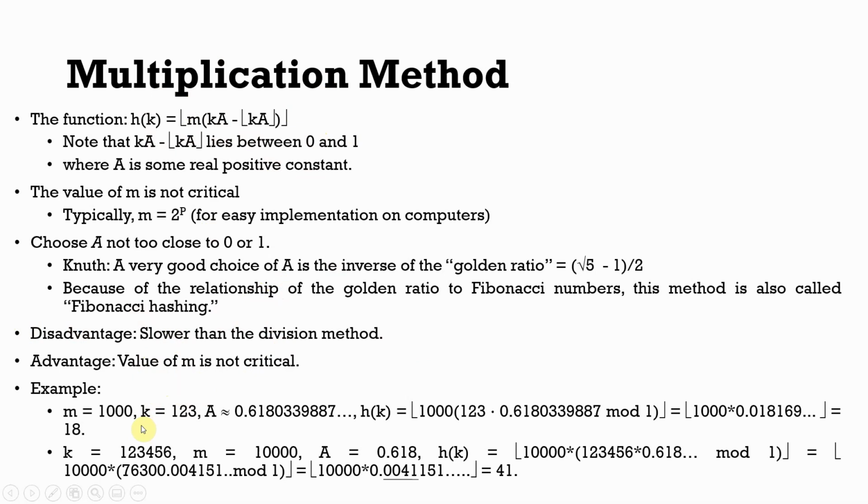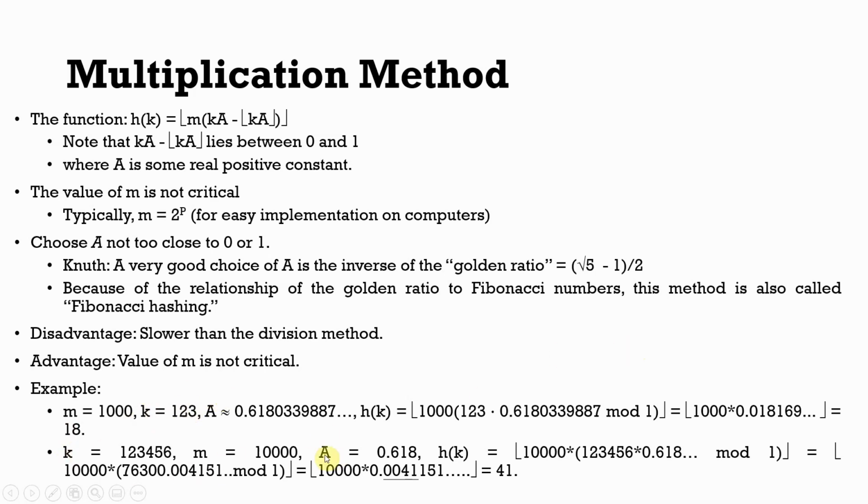So here you see, for example, in this case k is 123, right? m is 1000. It doesn't have to be 2 to the power p, right? That can be 10 to the power something. So this is 123, m is 1000, a is this number, and h of k is calculated like this, and it gives us the number 18. So that's the location for this key value to be stored in.